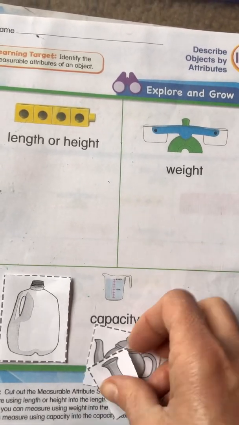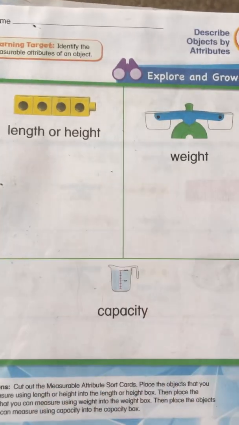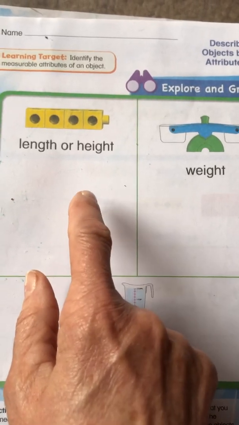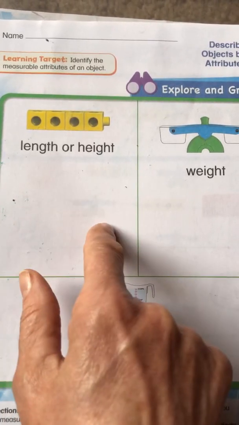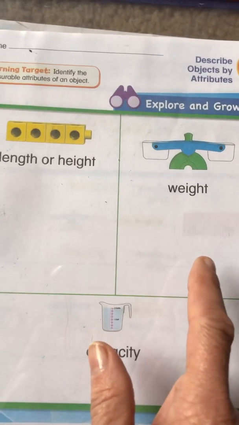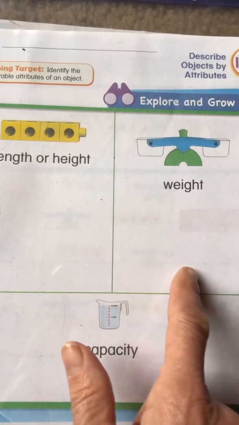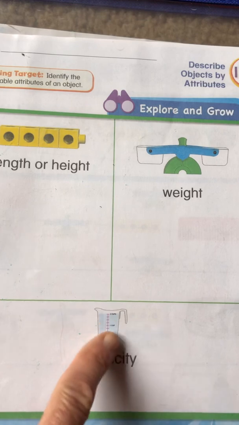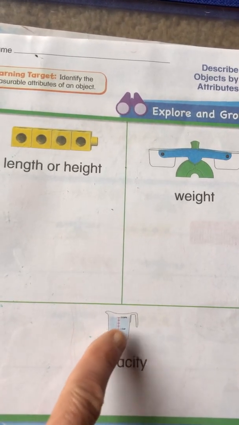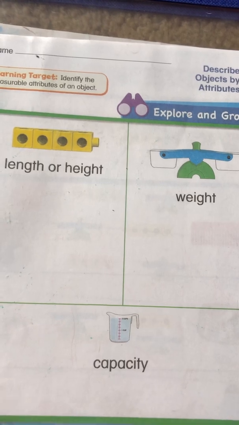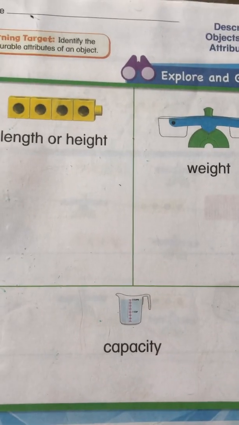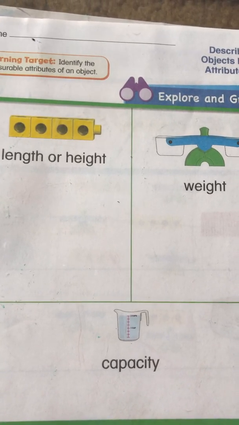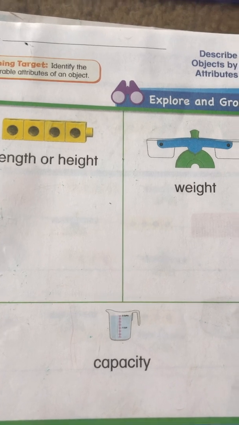All right, so I'd like you to look around your house and see some different things that you might measure using height, how tall it is, or how long it might be. Or could you weigh it? Some of you might have a scale that you step on and it tells you how much you weigh. And then find some things that you would use. You could use a container that you could pour water in and it would hold some liquid. Capacity, how much liquid it has.